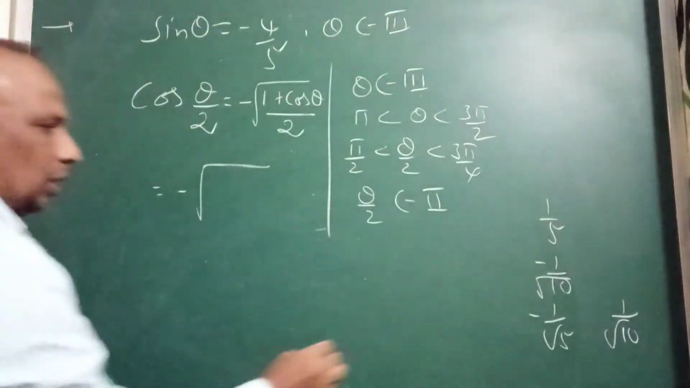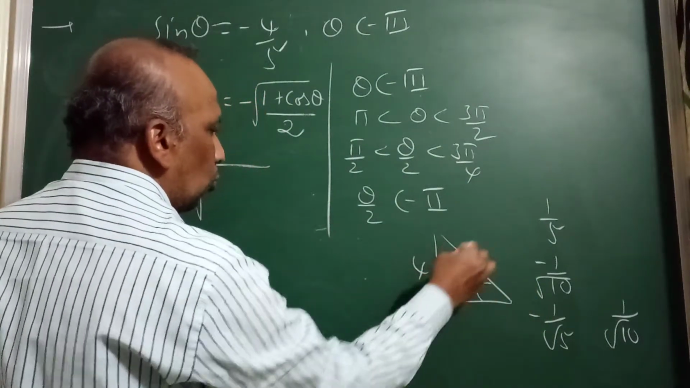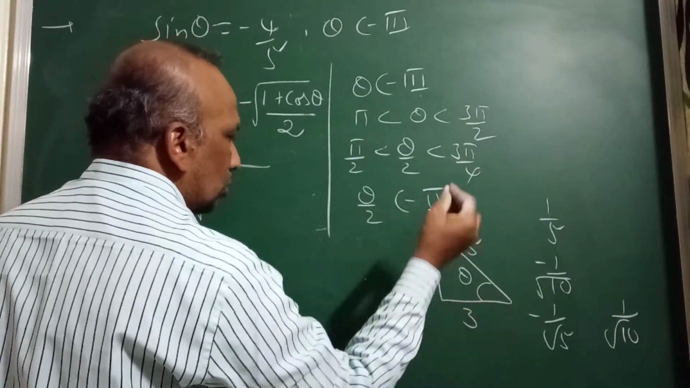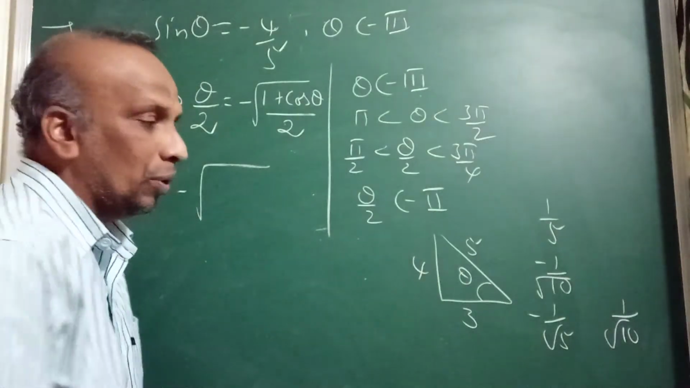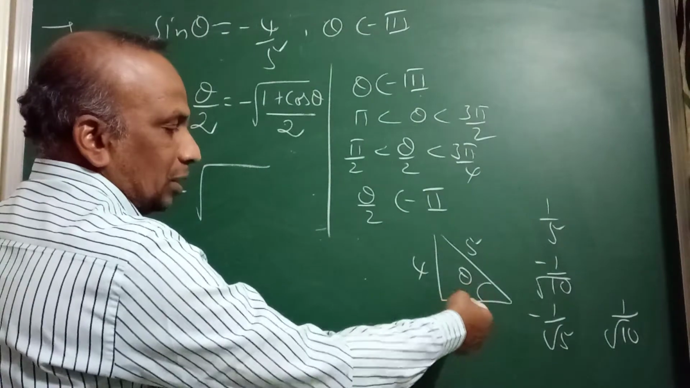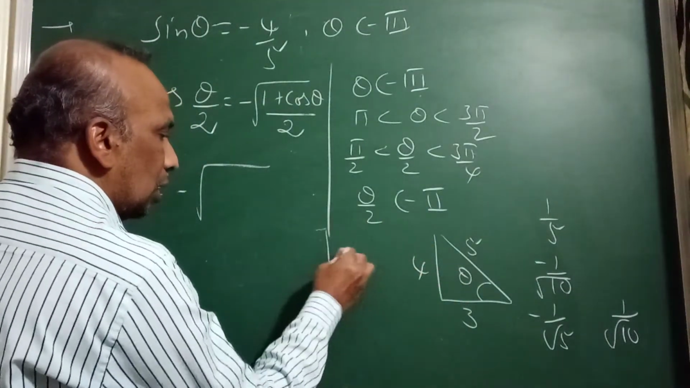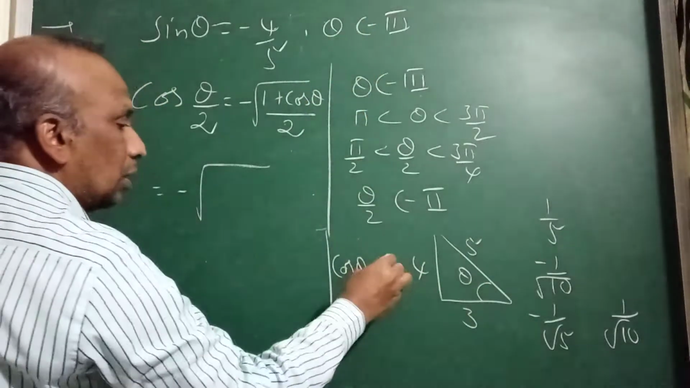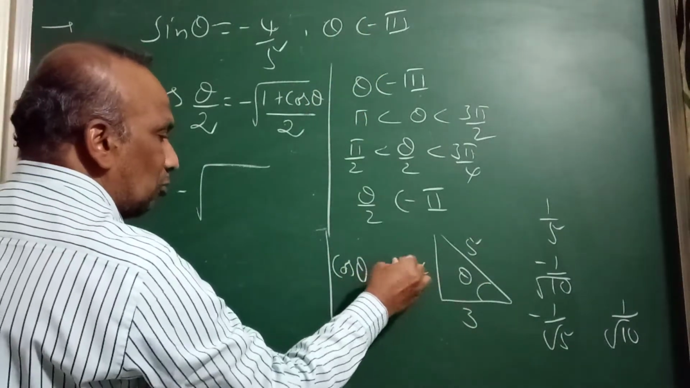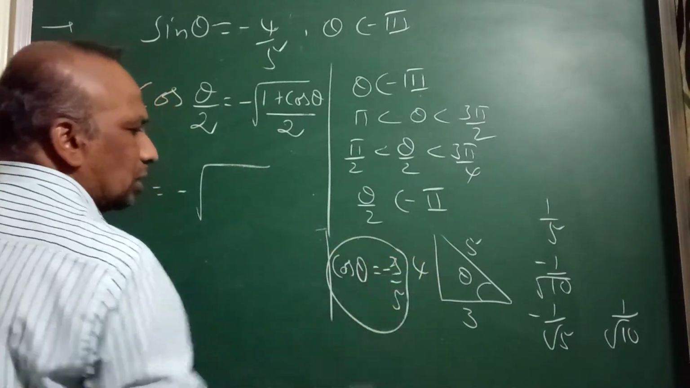I know sin theta. If we use the triangle method here, this is theta, 4, 5, and this will be 3. 25 minus 16 is 9, and 9 is 3 square, so 3. From this I can find cos theta, and in the third quadrant it is minus 3 by 5. So this is cos theta, right? Cos theta equal to minus 3 by 5.